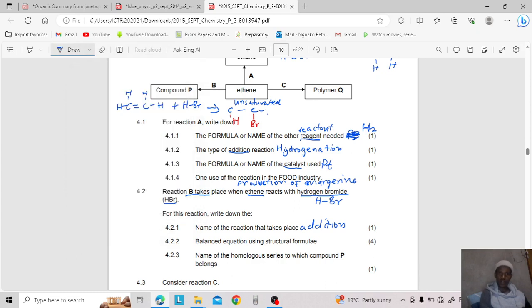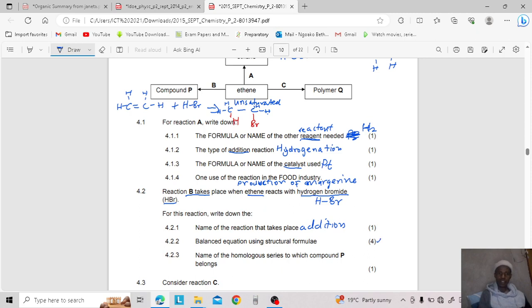So we just have our hydrogen here, our hydrogen here, our hydrogen here, and our hydrogen here. There were two, so there is no need of Markovnikov. Then this is what we have. Then it's a balanced reaction. So 4 marks for that.